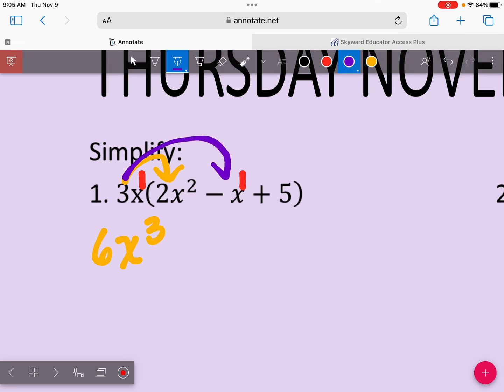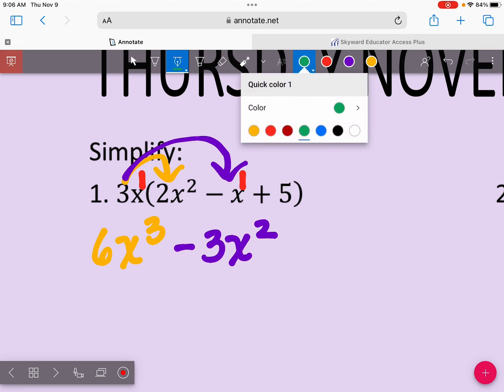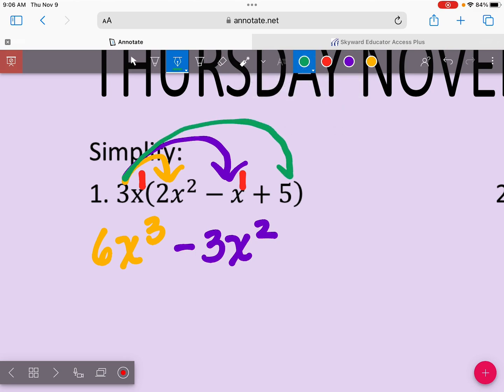And then 3 times negative 1 is negative 3. When you add your x's, that would be x squared. And then 3 times 5 is 15. And there's no x's to add, so there'll just be an x. That's the only answer that you can give me. It has to look exactly like that to get full credit. Any questions about how I got that answer?